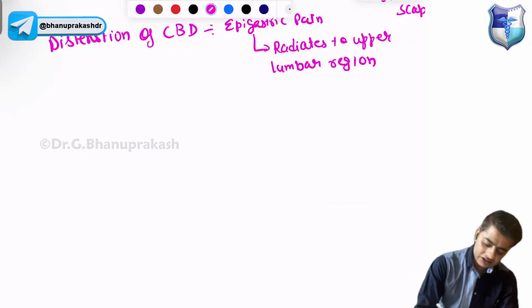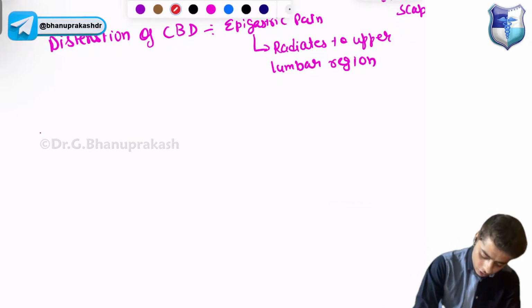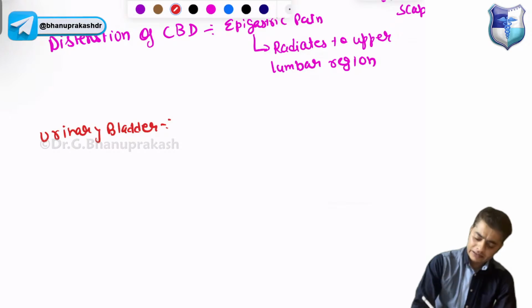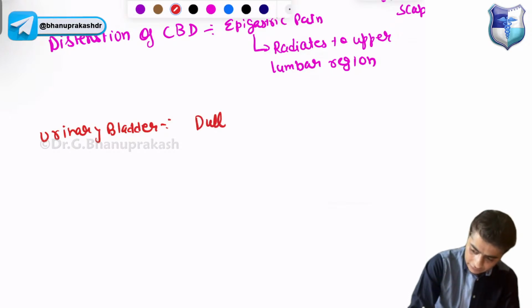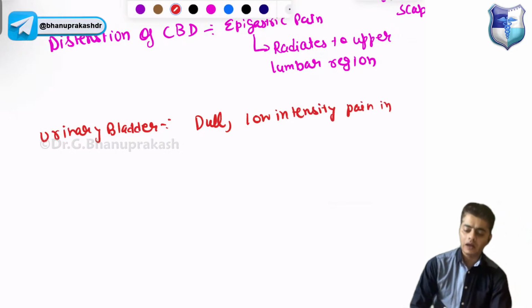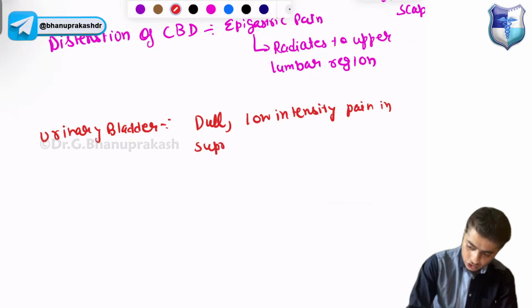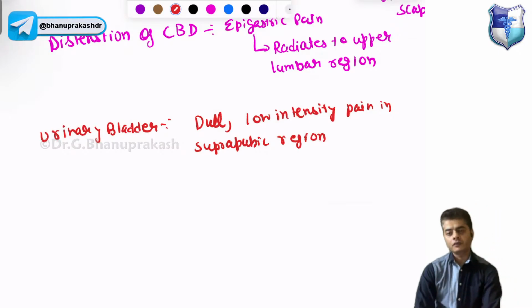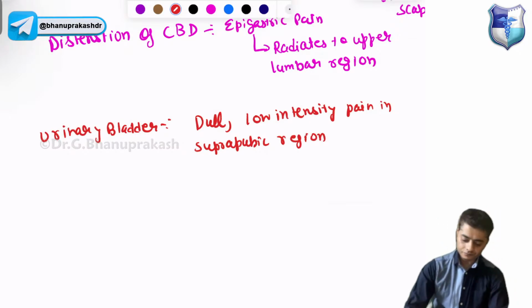Now, after the biliary comes your urinary bladder pain. It is generally, what we think, a dull, low intensity pain in the suprapubic region. Okay.